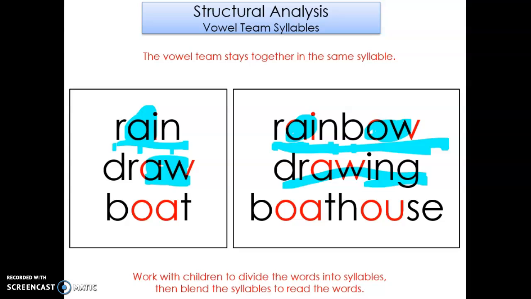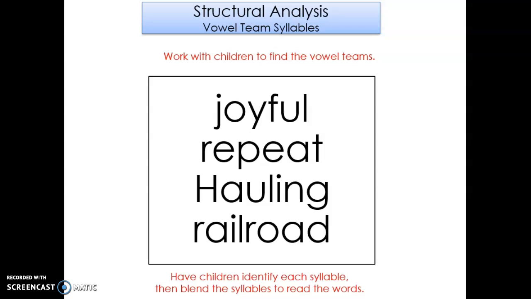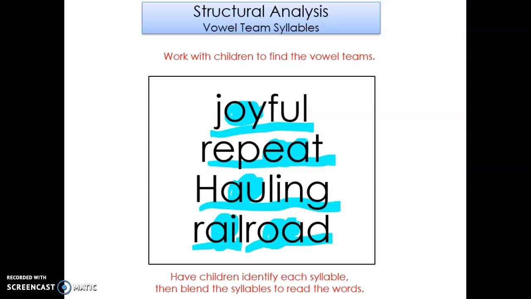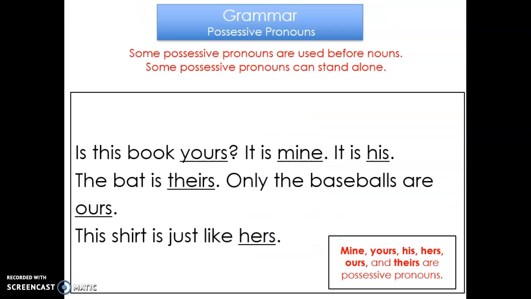And our last one here is OA and OU. OA says O and OU says ow. So we have boat, house, the word is boathouse. So here we have OY, which says oi. That's our vowel team in the word joyful. We have EA in the word repeat, AU in the word hauling. We have AI in the word rail and OA in the word road to make the word railroad.